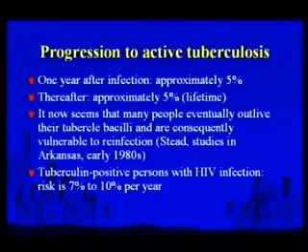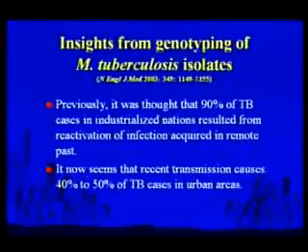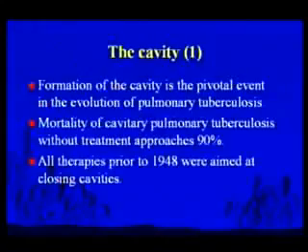Again, it now seems from studies by Stead that a lot of people outlive their TB. If you're HIV infected, the risk of TB is about 7 to 10% per year. That figure probably needs to be revised downwards in the HAART era. Insights from recent genotyping of tuberculosis species show that, whereas it was previously thought that 90% of TB cases in industrialized countries came from reactivation, now in urban areas maybe recent transmission causes up to half of the cases.